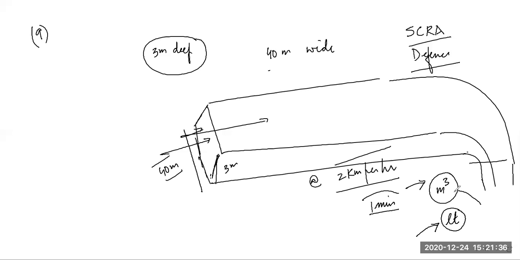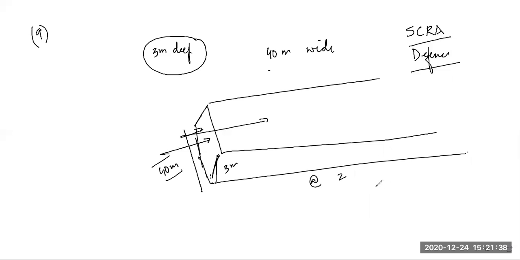All right, students, let's do it. So 2 kilometer per hour is the speed. Let's convert this into meter per second. That is equal to 2 into 5 by 18. So 2 nines are 18. So this is equal to 5 by 9 meter per second.